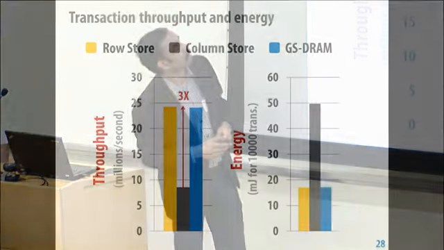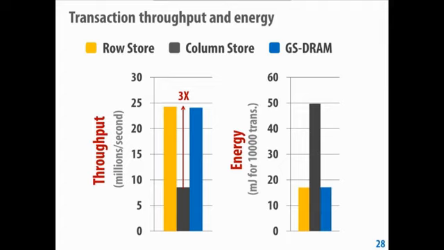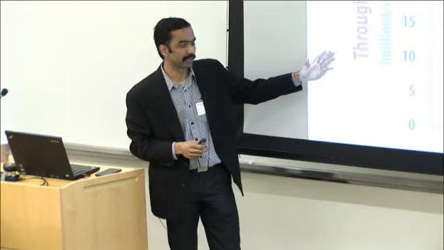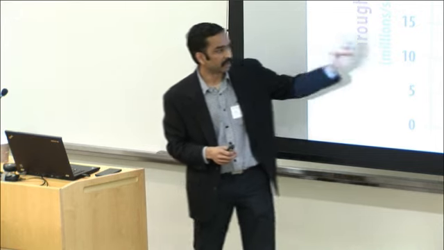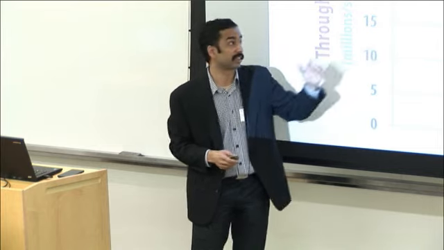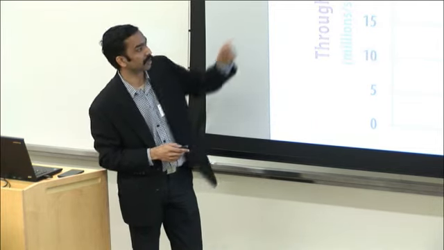Okay, so on this slide, I'm showing the results for the transaction workload. On the left, we have throughput in terms of millions of transactions per second. And on the right, we have the energy consumed by different mechanisms for running 10,000 transactions. Right? And there are 3 mechanisms.